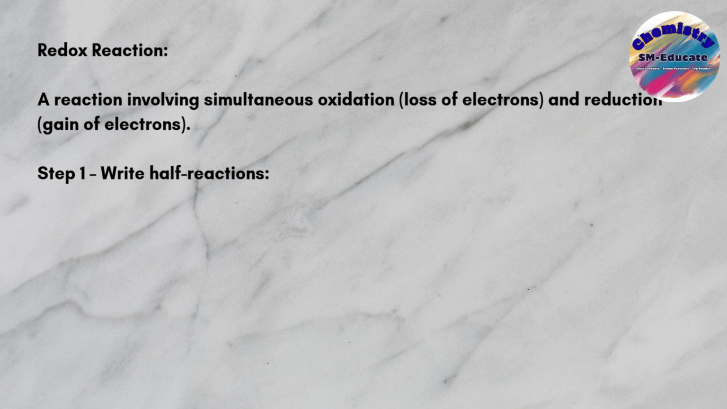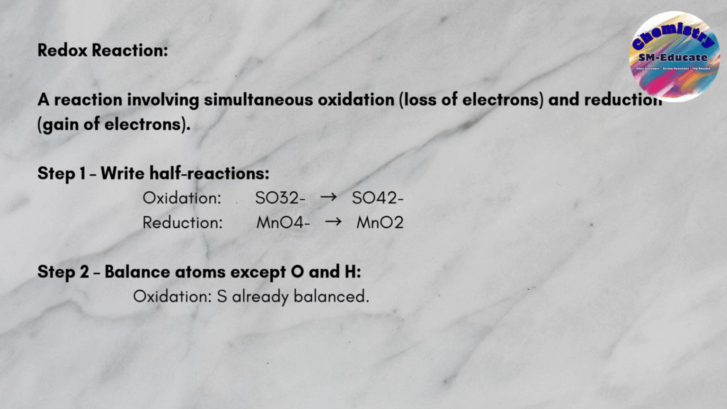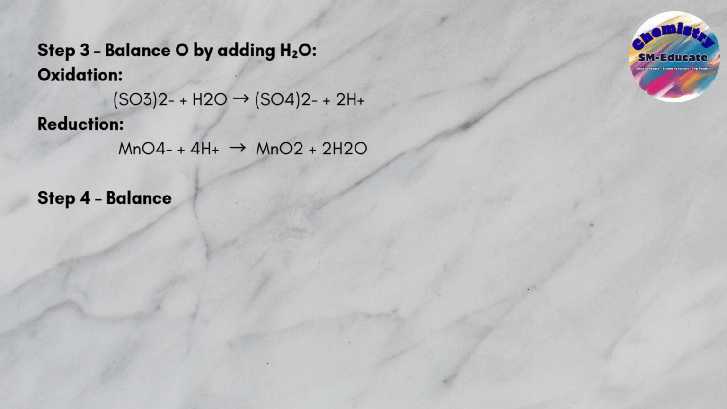Step 1. Write half reactions. Oxidation: SO3^2- gives SO4^2-. Reduction: MnO4- gives MnO2. Step 2. Balance atoms except O and H. Oxidation: S already balanced. Reduction: Mn balanced. Step 3. Balance O by adding H2O. Oxidation: SO3^2- plus H2O gives SO4^2- plus 2H+. Reduction: MnO4- plus 4H+ gives MnO2 plus 2H2O. Step 4. Balance H by adding H+, already done above.